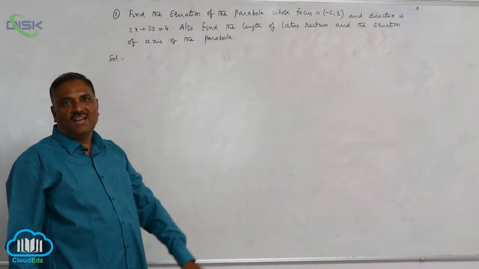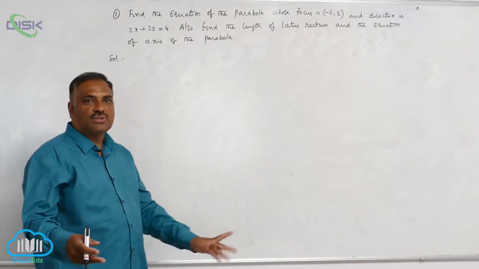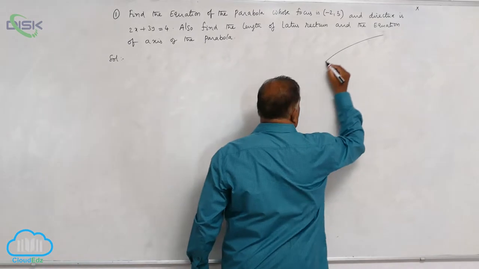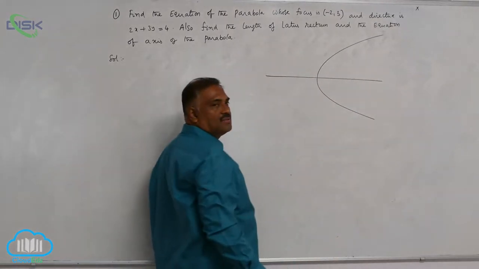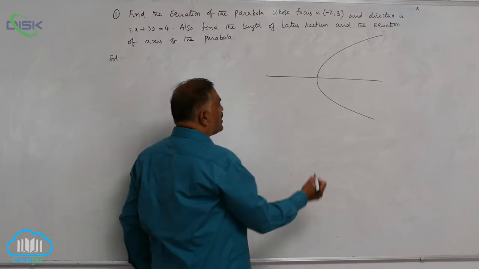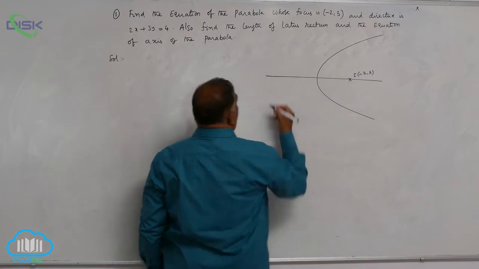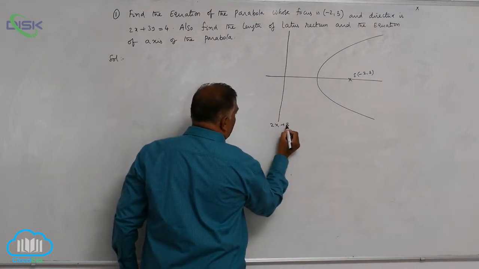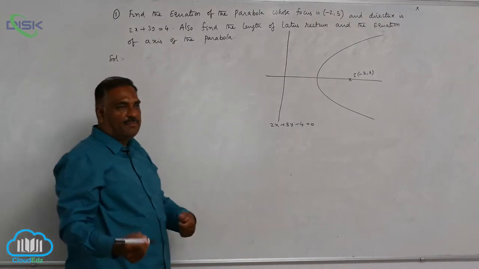Suppose you don't get any idea about the figure of the parabola, use the standard equation. Like, let us say this is the parabola equation. Now this is going to be the principal axis. He says that the focus is given to you, S(-2, 3), and the directrix is given as 2x + 3y - 4 = 0, or 2x + 3y = 4, anything is the same.